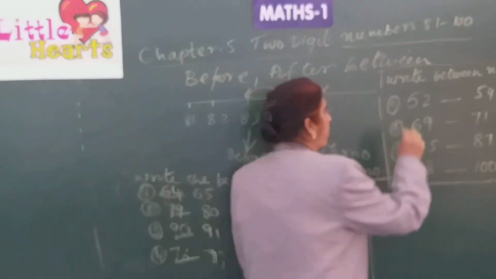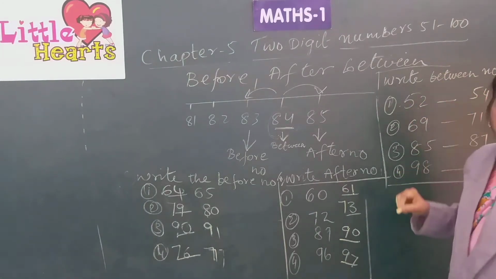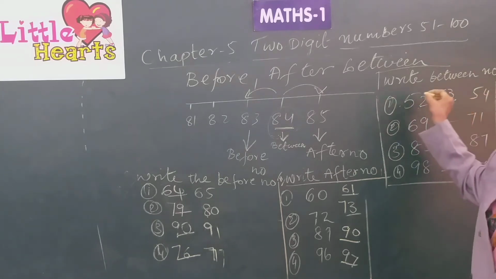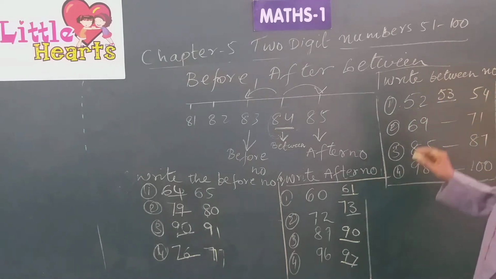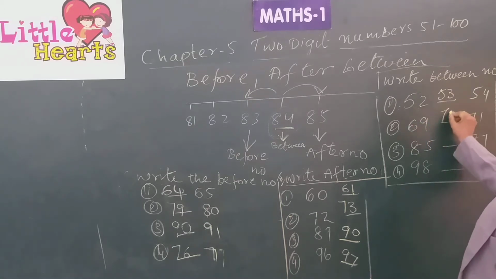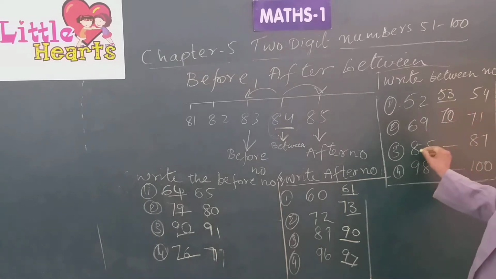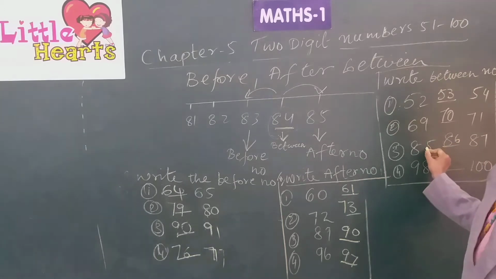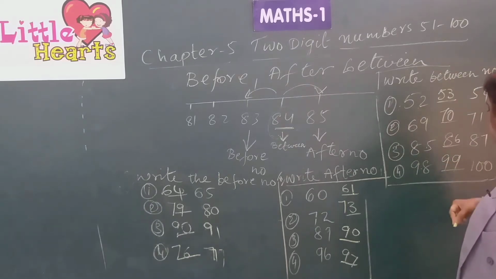Here write the between number. The number that comes between 52 and 54: after 52 comes 53. 53 comes between 52 and 54. 69 and 71: the after number of 69 is 70. 70 comes between 69 and 71. 85, 87: 86 is in between 85 and 87. 98 and 100: the number between 98 and 100 is 99.